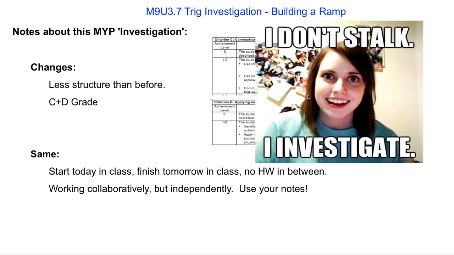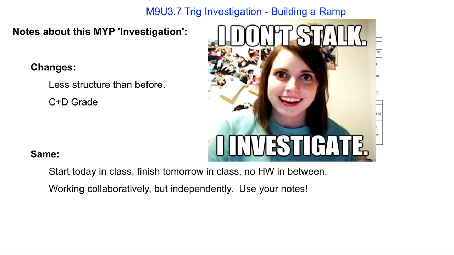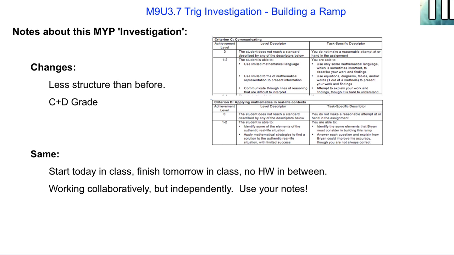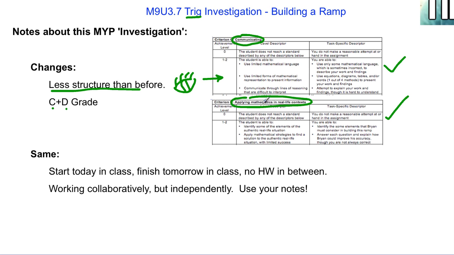So we're moving on to an investigation. We don't want to stalk people. We want to investigate. So we're going to make an investigation about these trig ideas. A little less structured than before, but it's still a C and D criterion grade. So we're talking about communicating, and we're talking about applying mathematics in real-life contexts. The rubrics are in the sheets that you'll get in a second, and make sure you look at those when you do your investigation. Cool, so check those out.